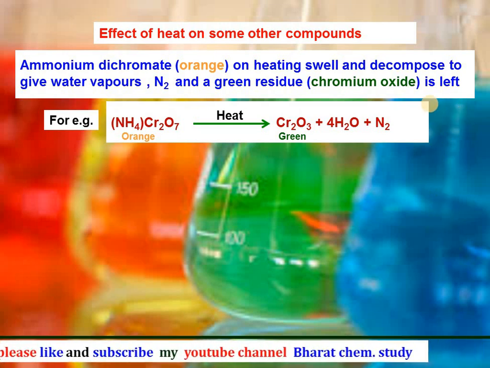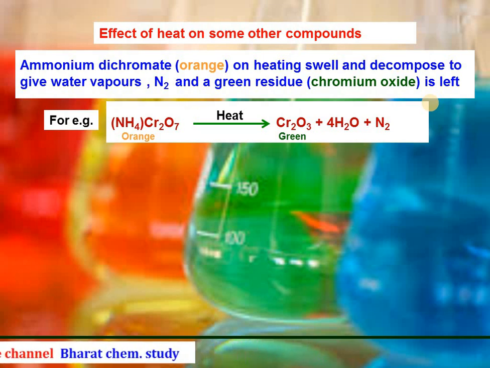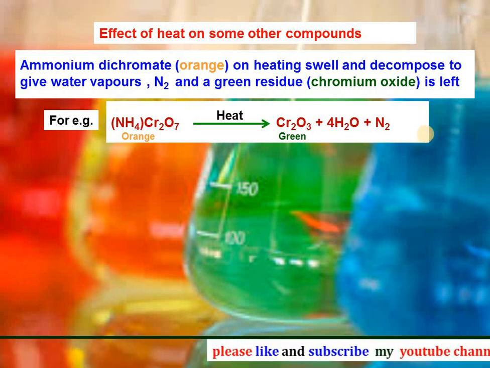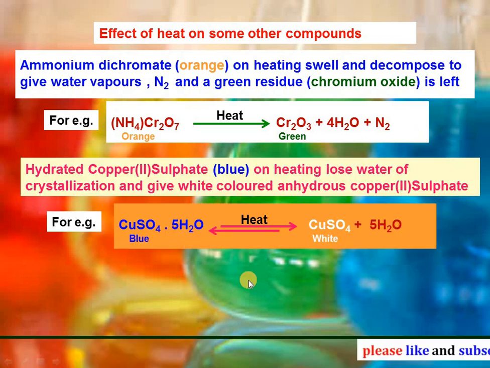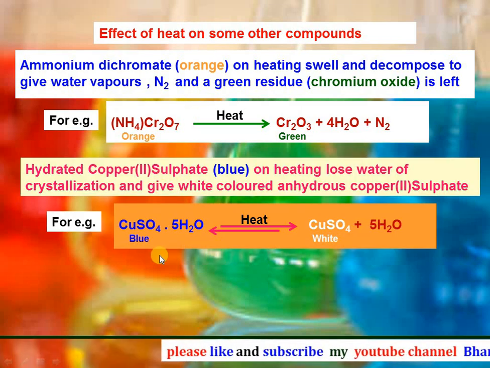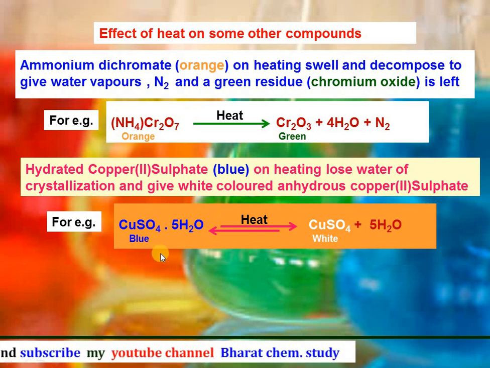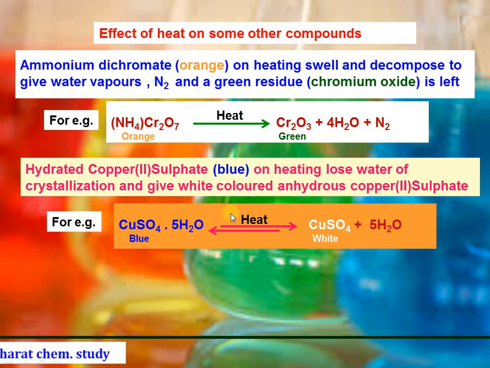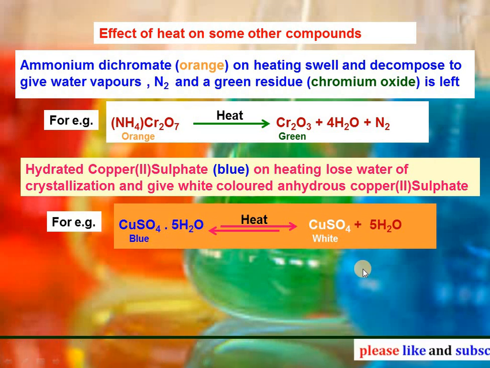So again learn the color of the compound as well as the color of the residue formed, because in practical chemistry this type of question and your observation also come. Copper sulfate is blue in color due to presence of these 5 water molecules of crystallization, but on heating it loses its water of crystallization and becomes white in color.